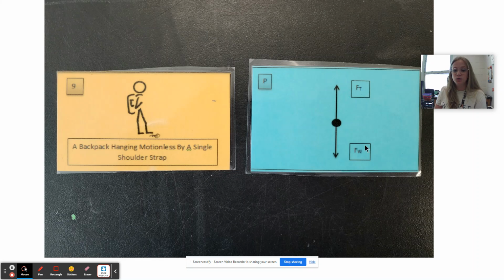That's going to be a tension force. Again, you're on Earth, so we have gravity here. And it's hanging motionless, so it's not moving, so these arrows will be the same length.